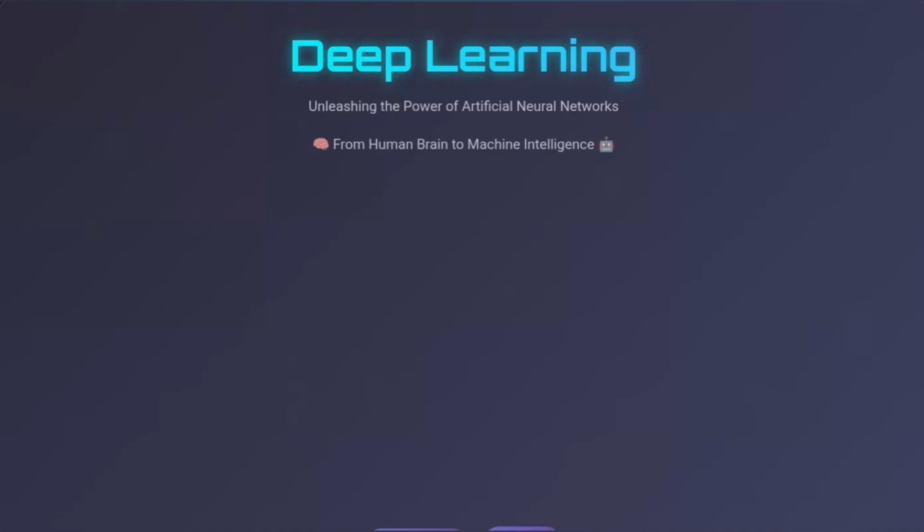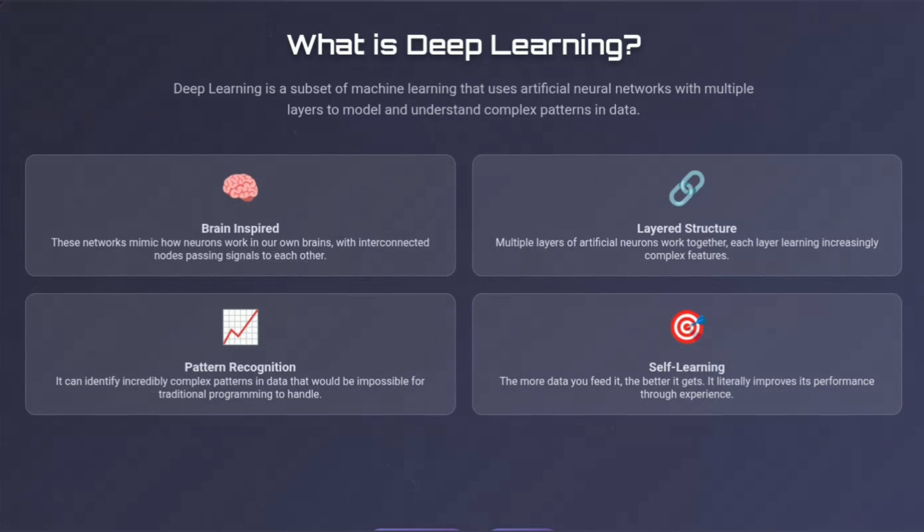So, what exactly is deep learning? Think of it as teaching computers to learn like a child does, through experience and repetition. Deep learning is a subset of machine learning that uses artificial neural networks with multiple layers to model and understand complex patterns in data. Let's break this down with four key characteristics.